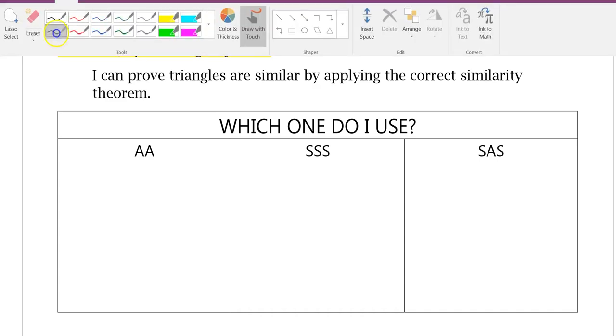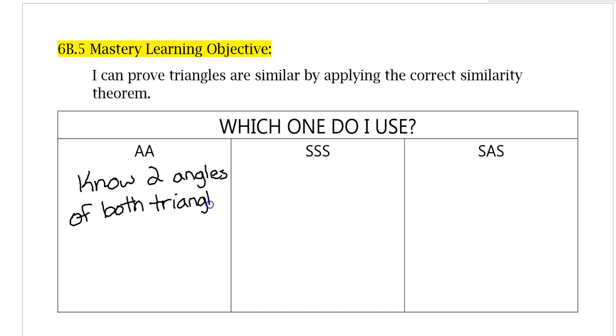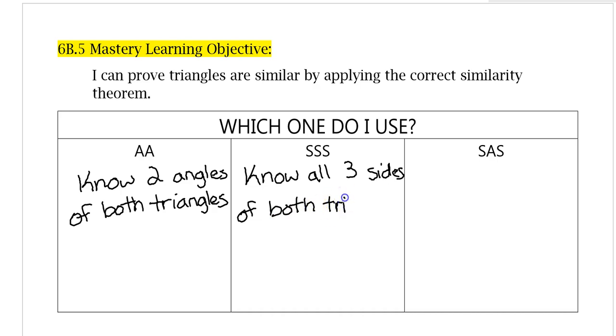We use angle, angle when I know two angles of both triangles. Okay. Easy enough, I know two angles. Side, side, side, I know all three sides of both triangles.